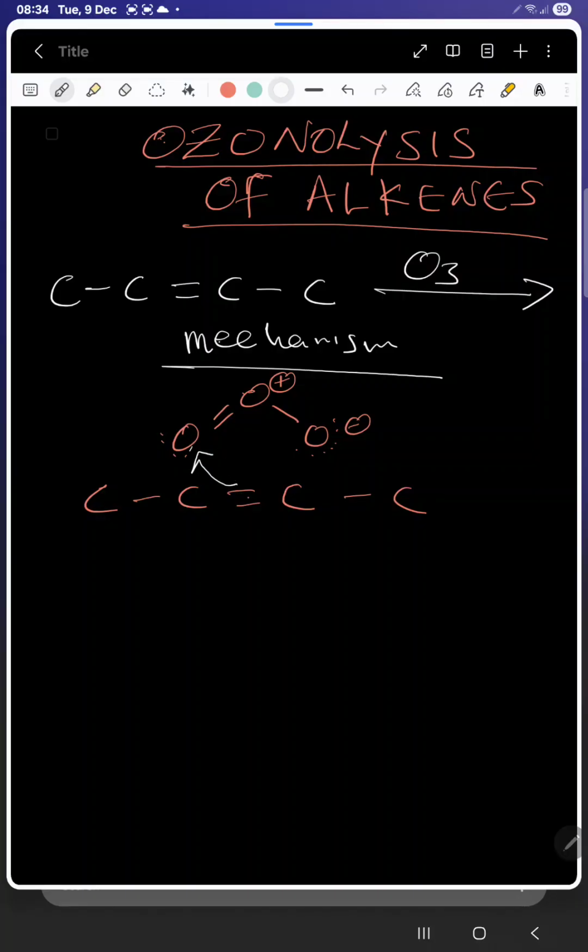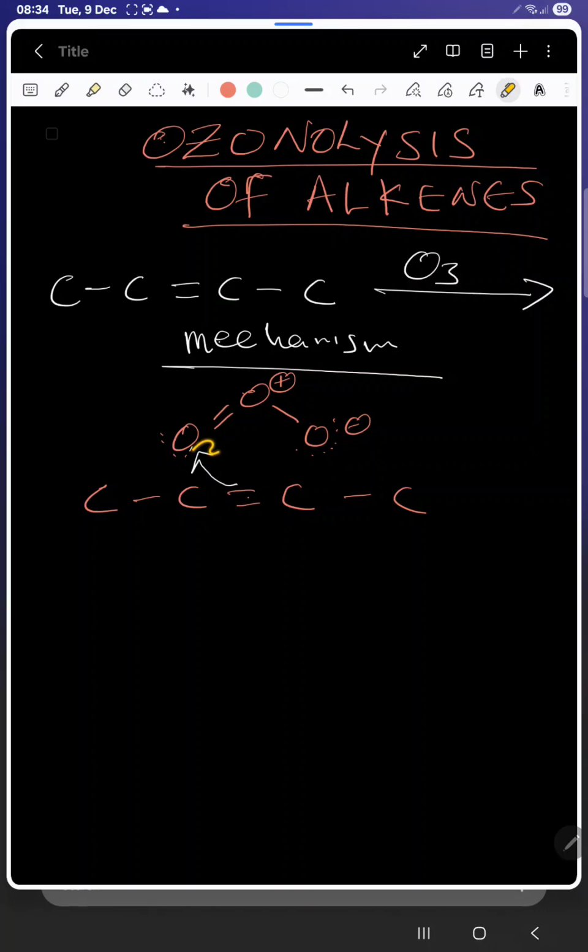Once that happens, this oxygen says that it has too many electrons, because it is already having how many electrons? It is already having 8 electrons. So once these electrons come here, then the oxygen will be under more stress.